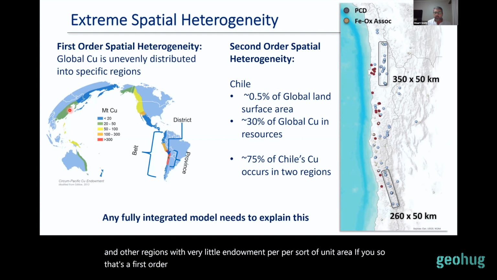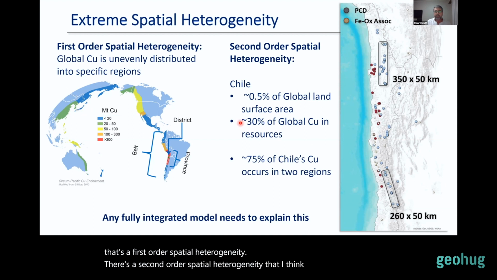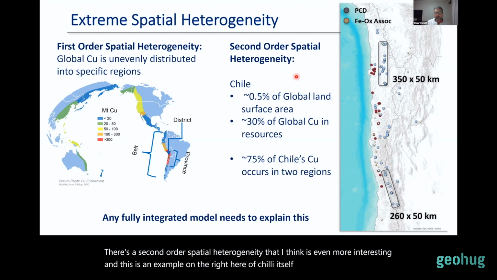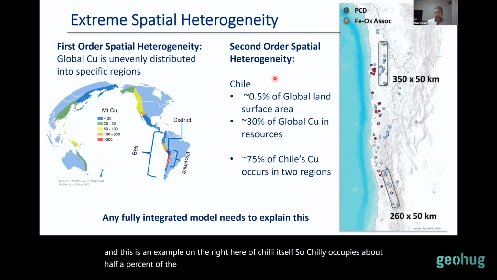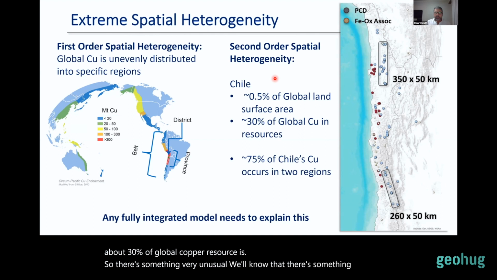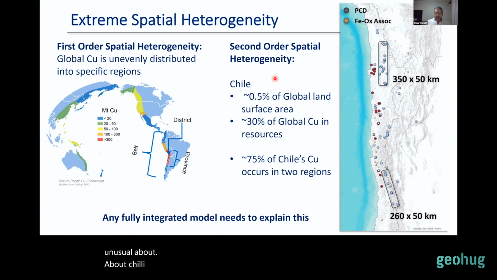There's a second order spatial heterogeneity that I think is even more interesting, and this is an example on the right here of Chile itself. Chile occupies about 0.5% of the world's land surface area, but it contains about 30% of global copper resources. So there's something very unusual, and we all know that. There's something very unusual about Chile. And the enormous endowment of copper goes to this concept of a second order spatial heterogeneity.